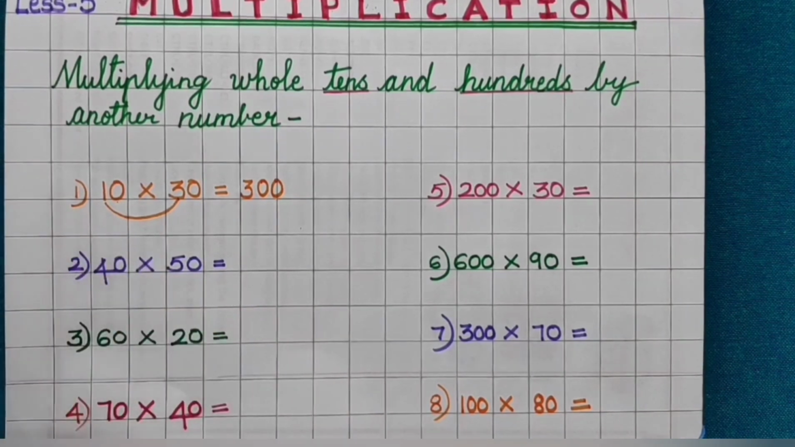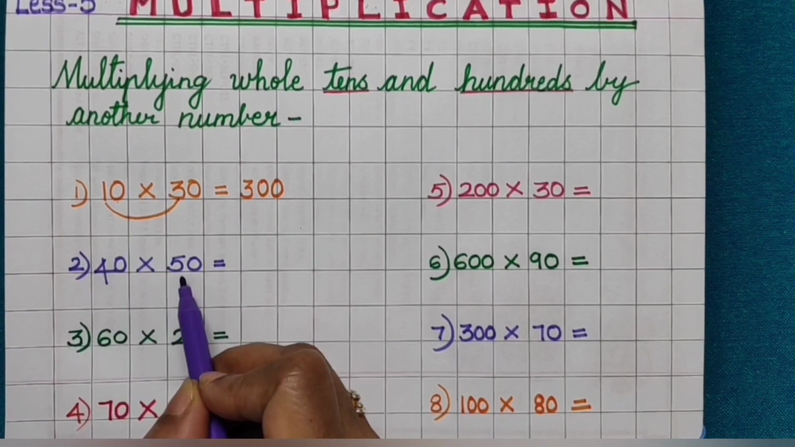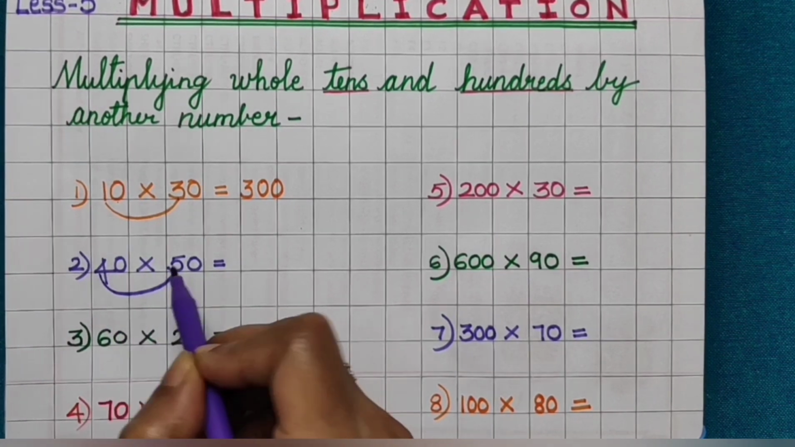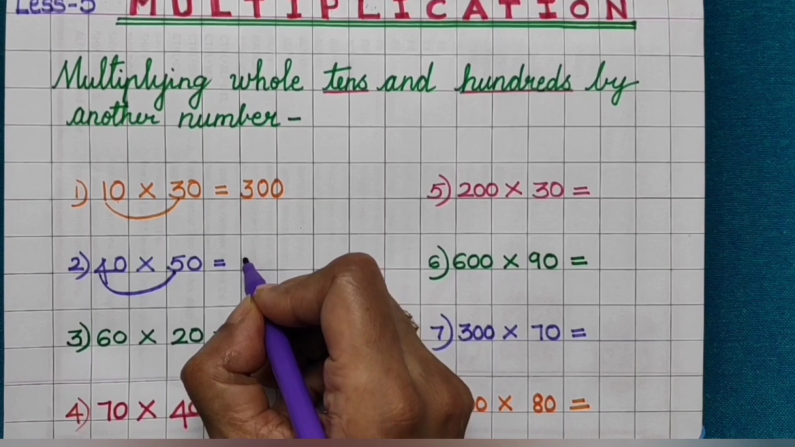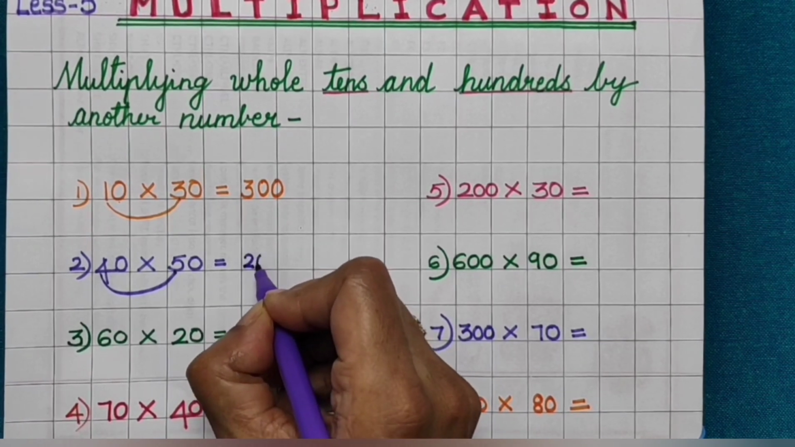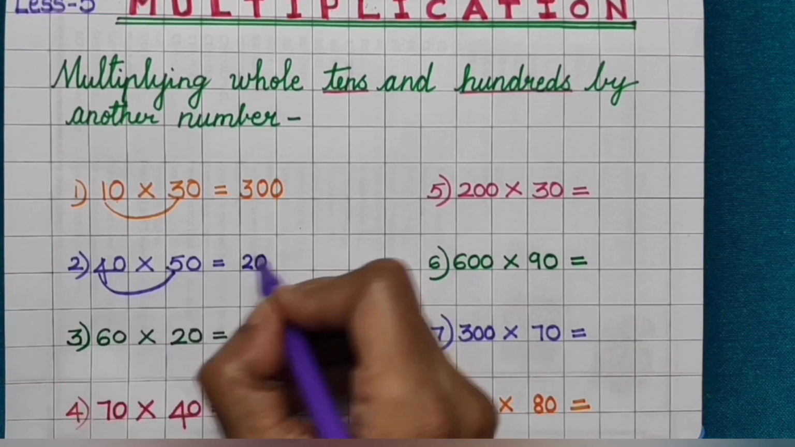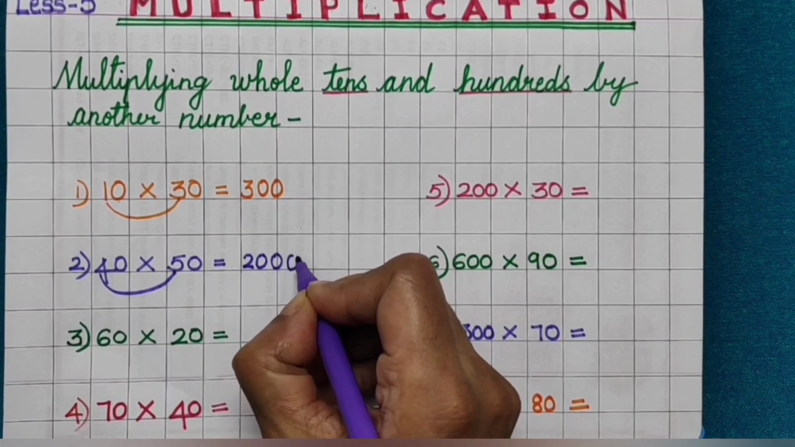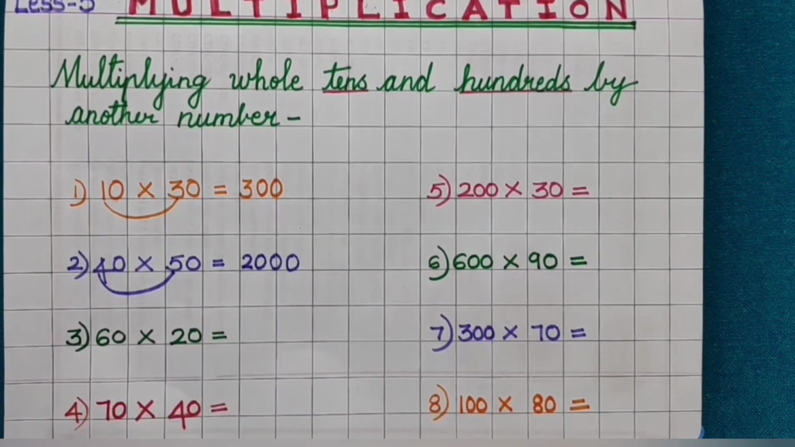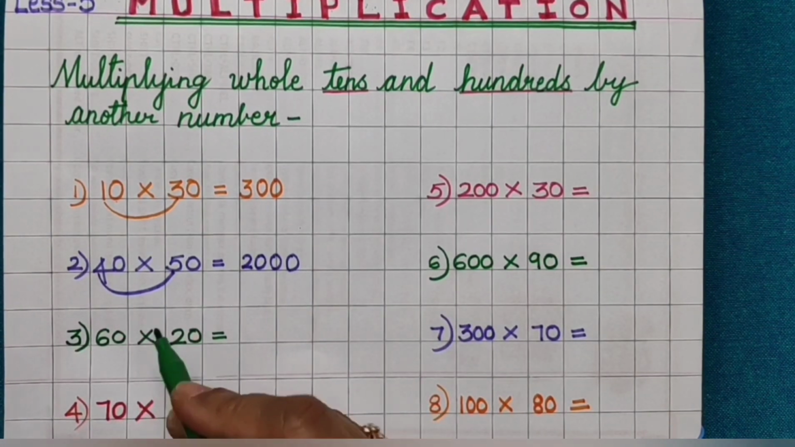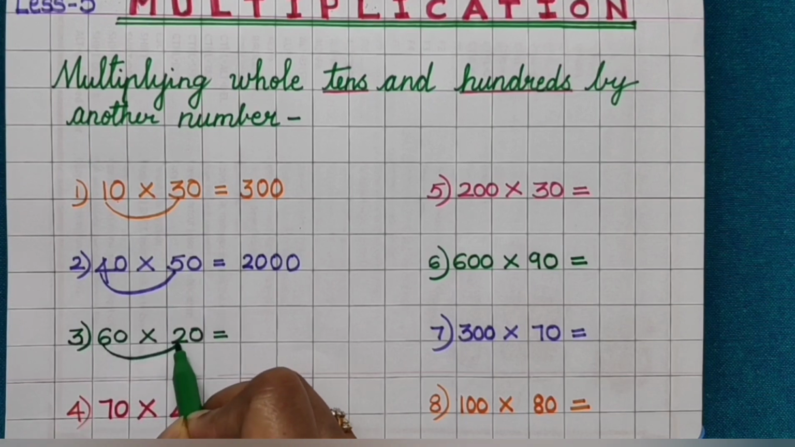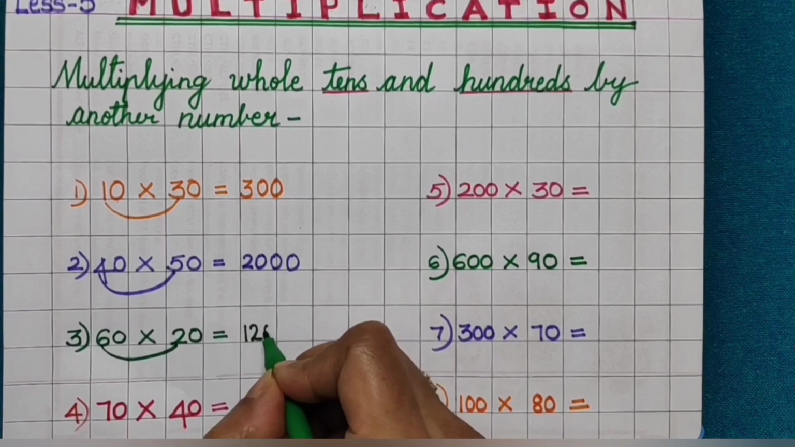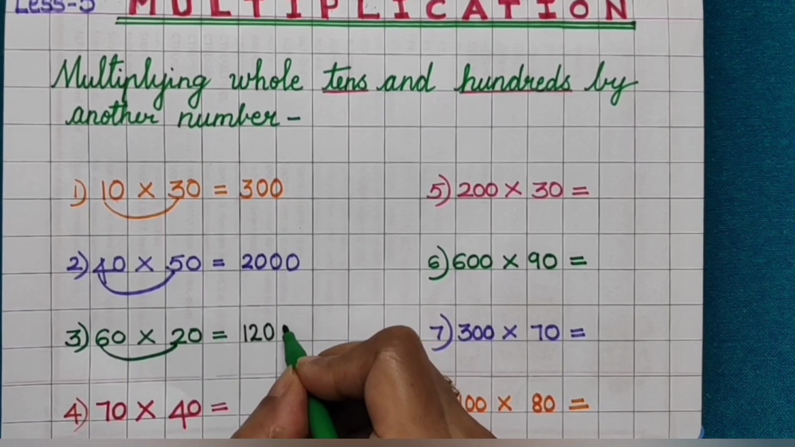Now the next one, 40 multiplied by 50. Multiply the numerical numbers first. So 4 fives are 20. Then you will put the 0 which is in 40 and you will put the 0 which is in 50. So that makes it 2000. Now let's multiply 60 by 20. Once again the numbers 6 twos will be 12, the 0 of 60 and the 0 of 20.